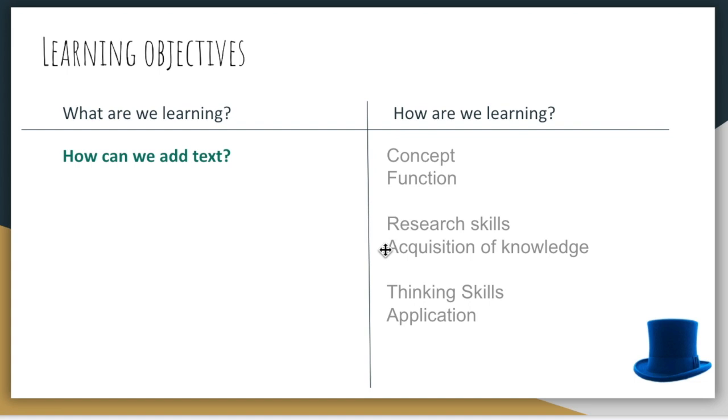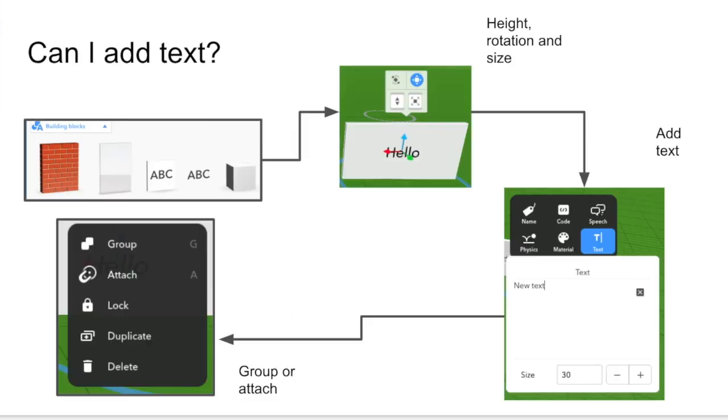How does Cospaces work? We're learning new things, that's called the acquisition of knowledge, and we're going to apply prior knowledge. So the things that we've learned in the previous videos, we're going to apply today. And this is the process for adding text. So we're going to go down to our building blocks, and we're going to drag out a text box. You can be with a panel or just text. Add our text, and then attach it. It's as simple as that.